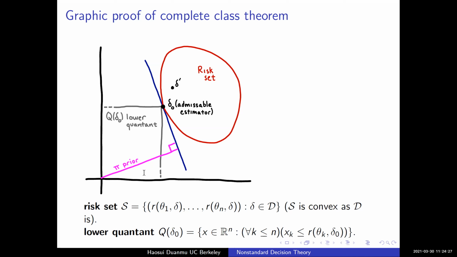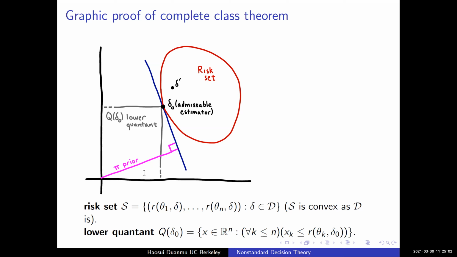So okay, suppose the parameter space is finite. Then we assume the parameter space consists of n points, namely theta 1, theta 2, up to theta n. So given any decision procedure delta, its risk is characterized by the risk vector, basically r(theta 1, delta), r(theta 2, delta), up to r(theta n, delta). If I collect all decision procedures, then I will get my risk set, which I denote by S. And this S is a convex subset of n-dimensional Euclidean space.